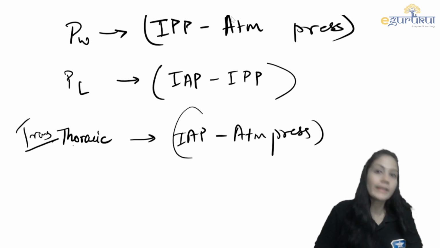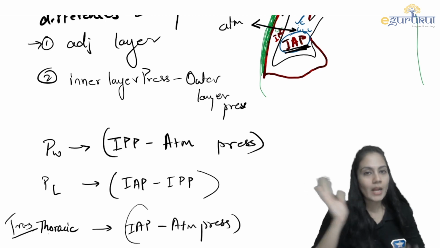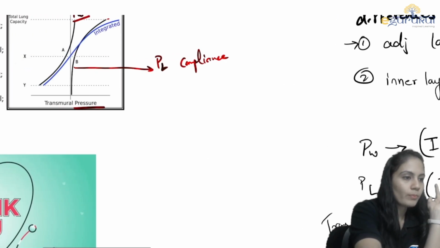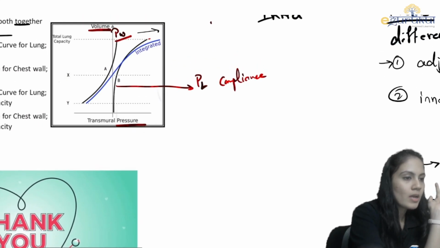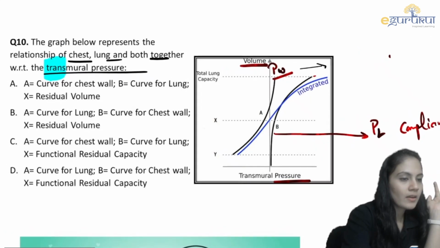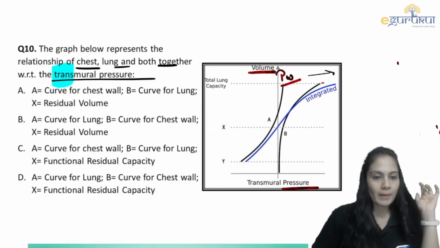Simple, right? Very simple. Okay, so identify the adjacent layers and just in minus out, apply this formula. You're never going to make a mistake. So what they're asking, now whenever you apply this formula, usually the intra-alveolar pressure.